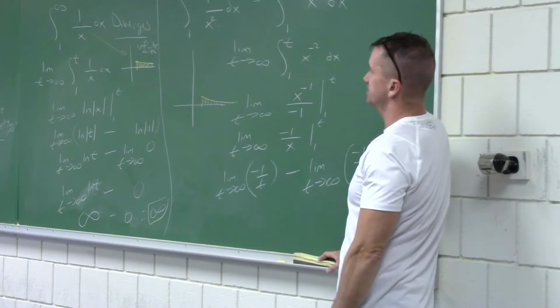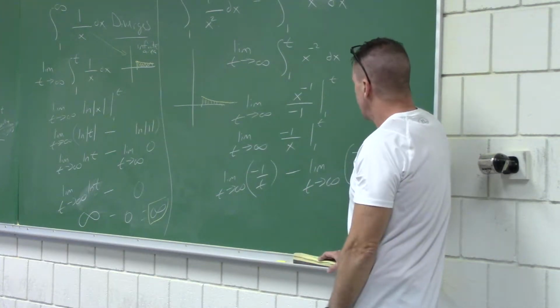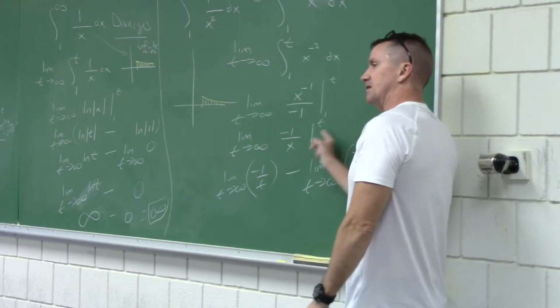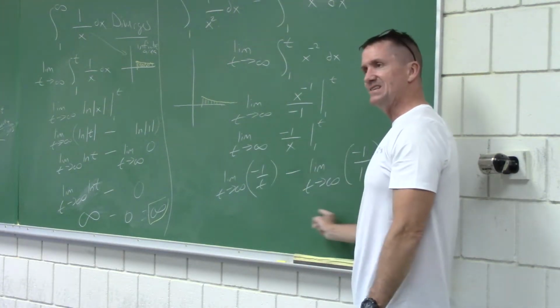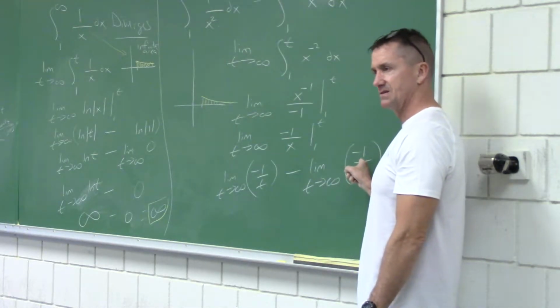And we'll see whether this diverges or converges. The last one diverges, this looks just like it. Can we start with the easy one? This is the easy part. When you take the limit as t approaches infinity of a constant, you just get that constant.